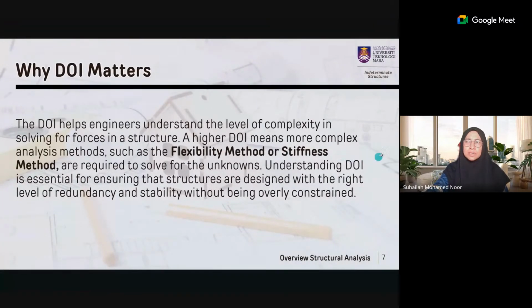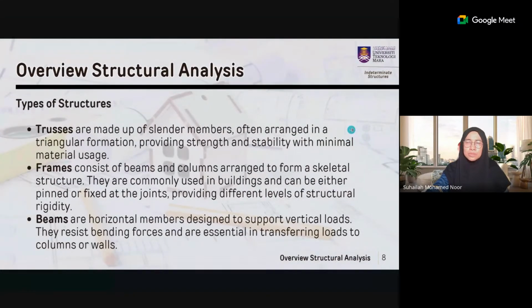Actually, from DOI we get the redundants, and from the redundants we can analyze the whole indeterminate structure. Okay, so there are 4 types of structure covered in the flexibility method. For the flexibility method, we start with beam analysis, followed by frame analysis.